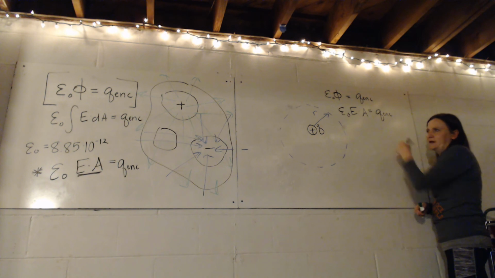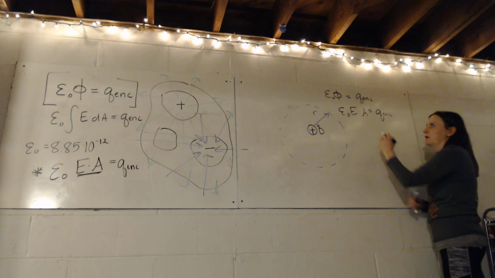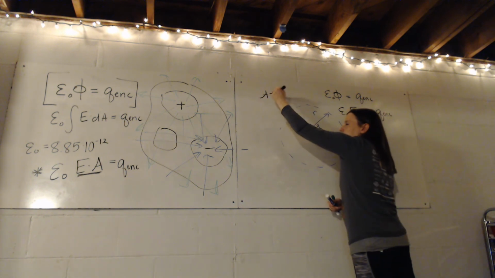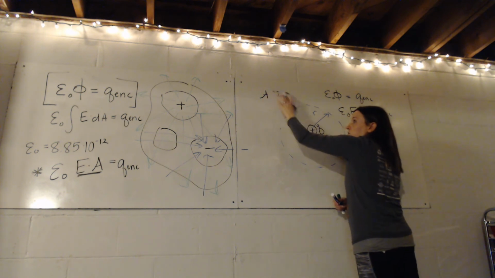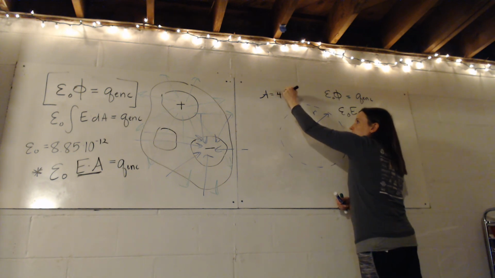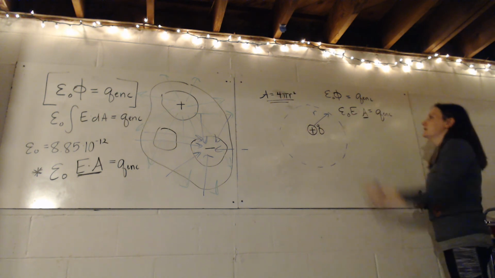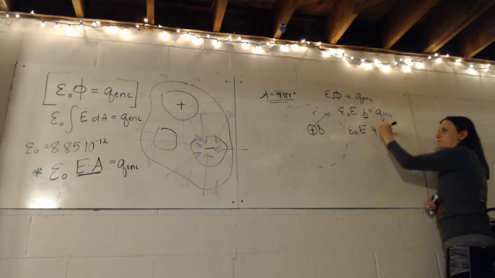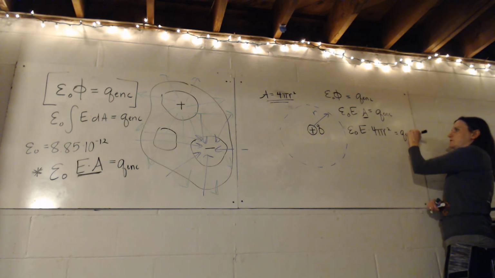And so if I think about it, I didn't really give you anything here, but I said I'm surrounding this thing by a spherical shell. The surface area of a spherical shell is pi, no it's not. The surface area of a circle is pi r squared. The surface area of a sphere is 4 pi r squared. That is something you learned, I hope, in geometry. And so if I put that in here, I can say epsilon naught times E times A, which is 4 pi r squared, that's the surface area of a sphere, is equal to Q enclosed.